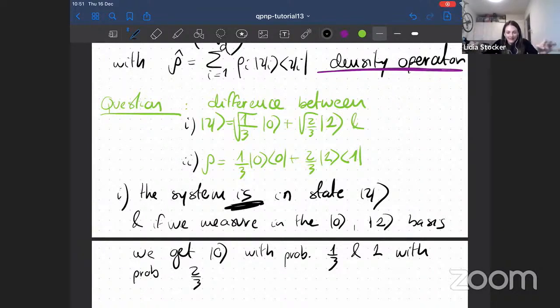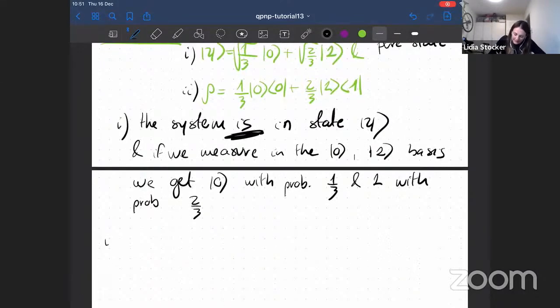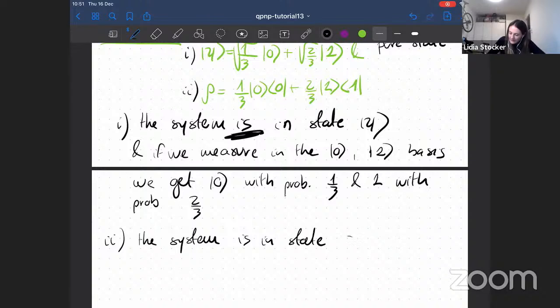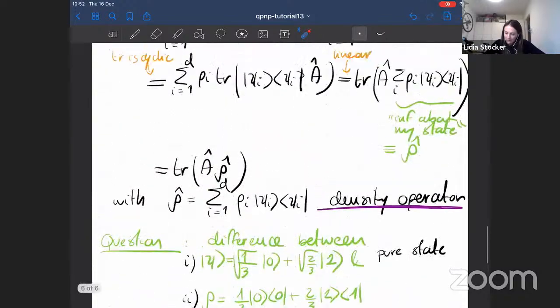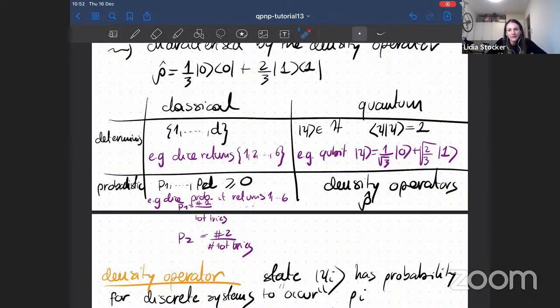Okay, so the system is in a state, and we also call it a pure state, because the system is in a state. Now, in the second case, the system is in state 0 with probability 1/3 and is in state 1 with probability 2/3. The system has no defined state. In the first case it is in a superposition of basis states, but determined, and that's why I call it deterministic.